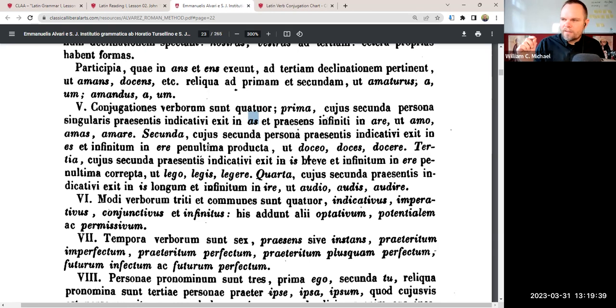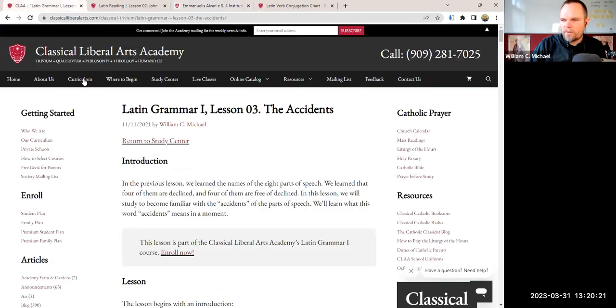So if the second person singular present indicative form ends in as, and if the present infinitive form ends in are, A-R-E, then it's first conjugation. So the second person singular present indicative form ends in as, and the present infinitive form ends in are. That's first conjugation. And that's great information, but no one studying Latin has that information. So it's pretty useless. So let me show you where you can get that information.